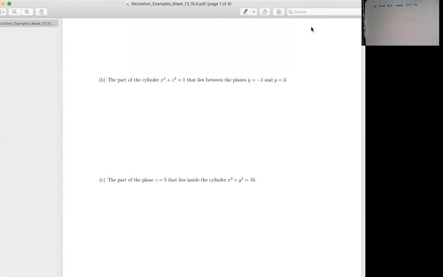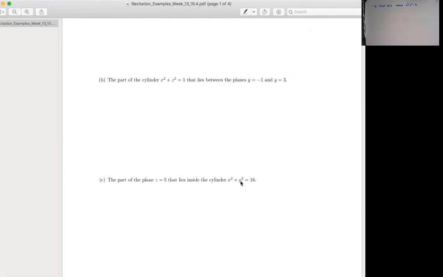So I just realized that I had mislabeled those problems. That was 1A and 1B, and we're now on to 1C. 1C asks us to represent the part of the plane z equals 5 that lies inside the cylinder x squared plus y squared equals 16. For problems like this, it is useful if we can visualize them geometrically. That may help us to decide on the right parameterization.